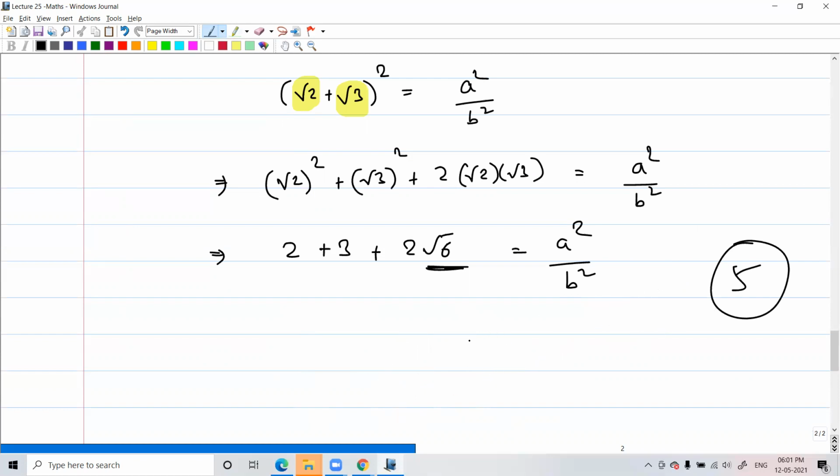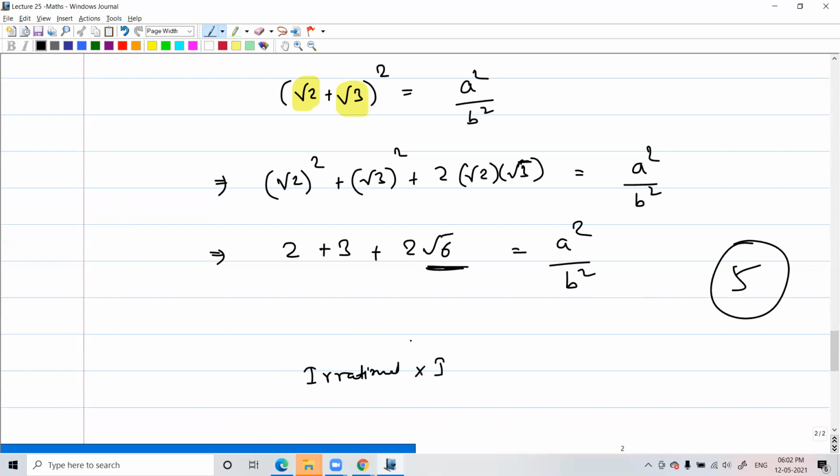Sir, we can keep it as 2 into root 3 into root 2 only. Why take it as root 6, sir? If we keep it like that, we'll get that root 3 into root 2 will be irrational, sir. Now, any irrational into irrational, is it always irrational? No, sir.